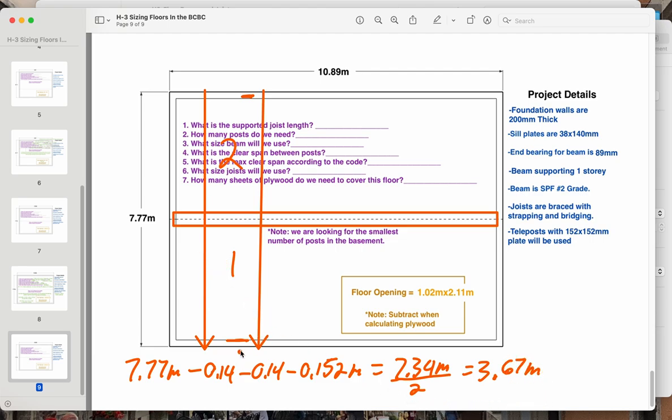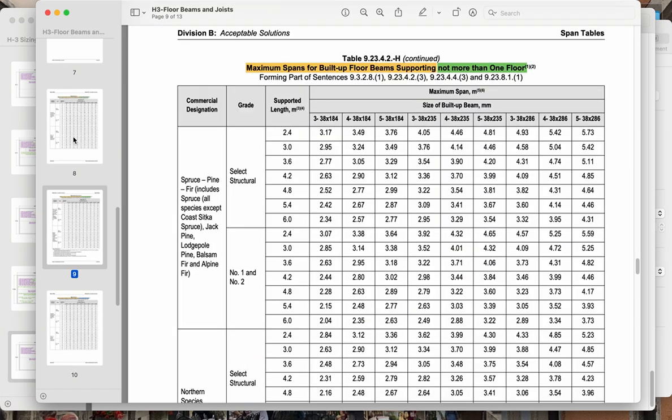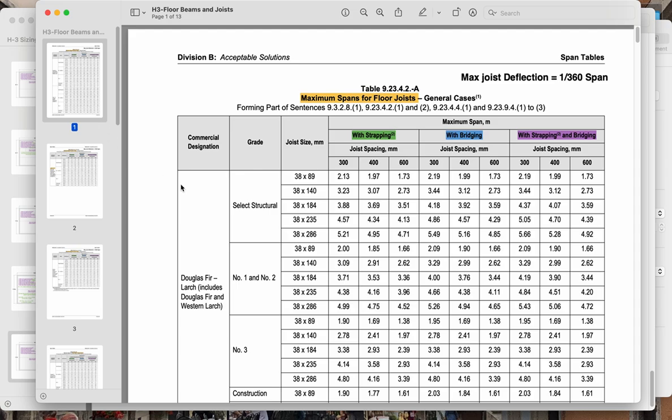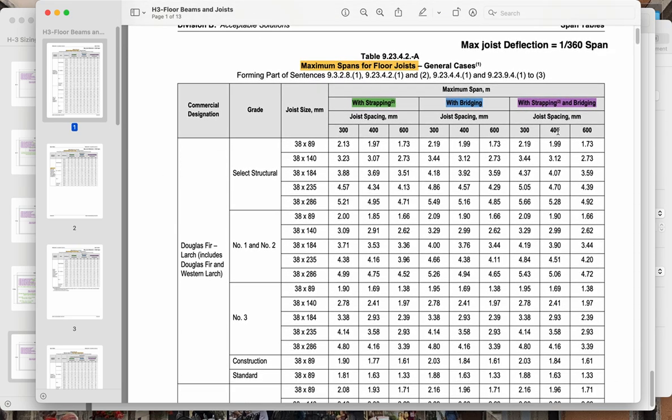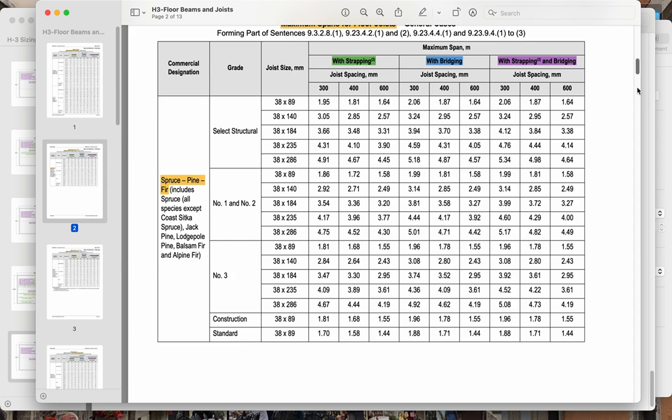So our joists have to span from mud sill to beam 3.67 meters. So that's the number we're going to take to the building code to see how that works out. Let's have a look at the building code here, and we're going to have to go to our different chart. We're looking at our floor joists for general cases. Now we're going to be using spruce pine fir, so we're down here, and we're also going to use number 1 and 2 grade. So we're going to have a choice in here.